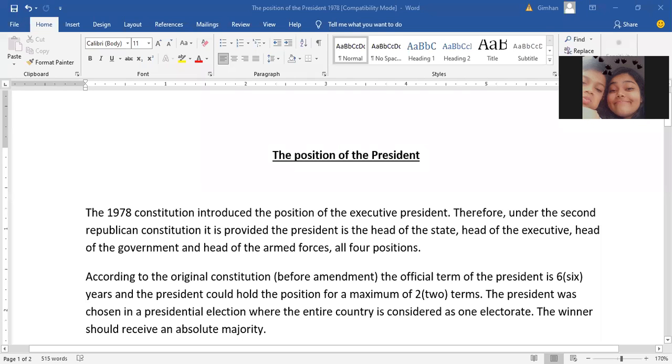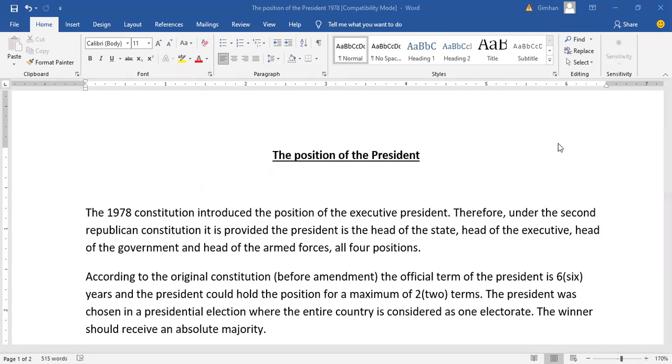Before that, we need to be familiar with what sort of role the president has to play in the 78th Constitution. If you have the note which I sent in the group, a printout would be better. Just go through this note. Right, so let's see. The 1978 Constitution gives the position of the executive president.